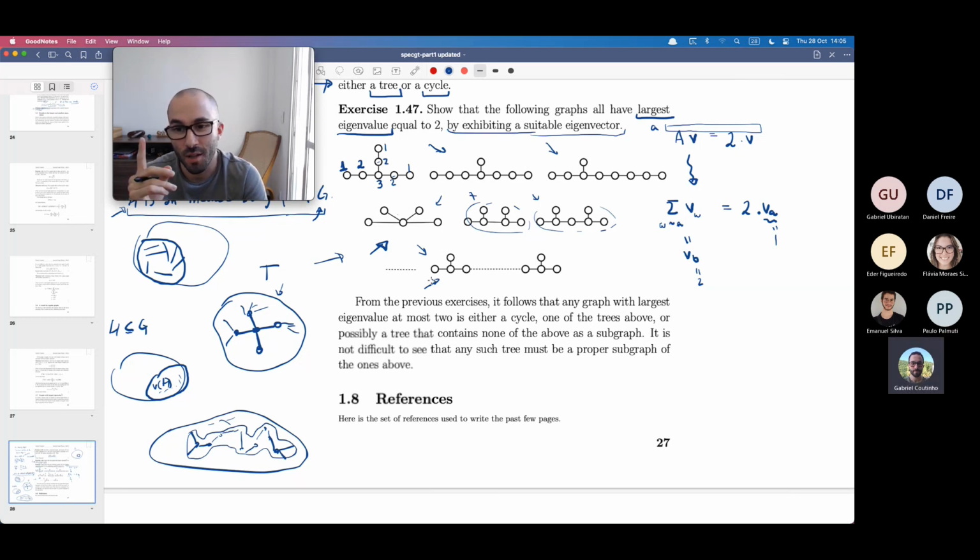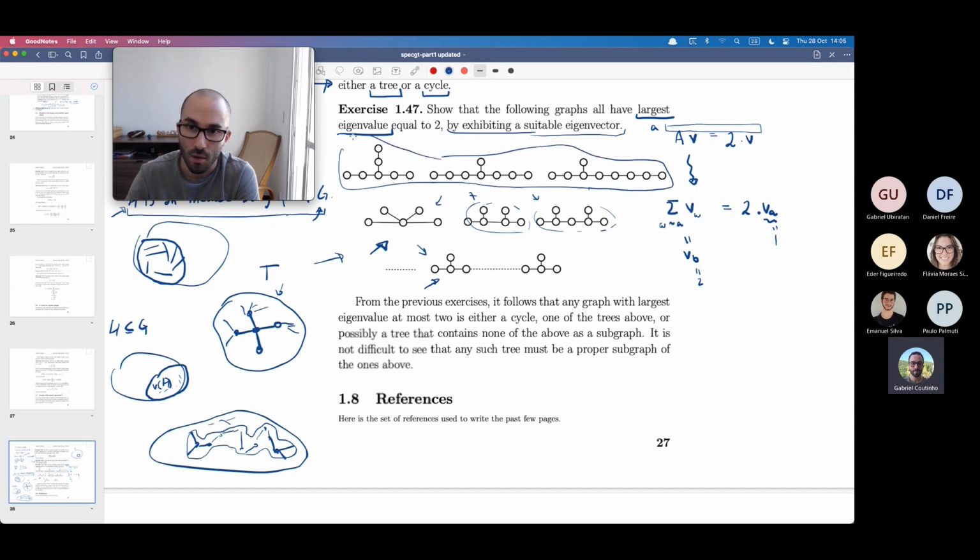So now I know that if there is any other tree with largest eigenvalue 2, it can only contain at most one vertex of degree 3 and all of the other vertices of degree 2 or 1. And then it's not difficult for you to see that these 3 examples here above actually seal the deal.